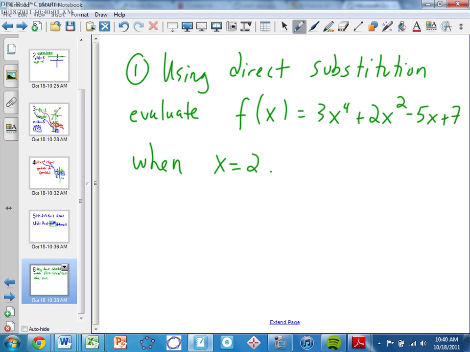Again, all you're asked to do here is put a 2 in for x. So what are we doing? We're finding f of 2. This here, please take a look, everybody. This is not f times 2. This means the function when x is 2. Just like we said up here, when x is 2. What does that mean? We just plug in.